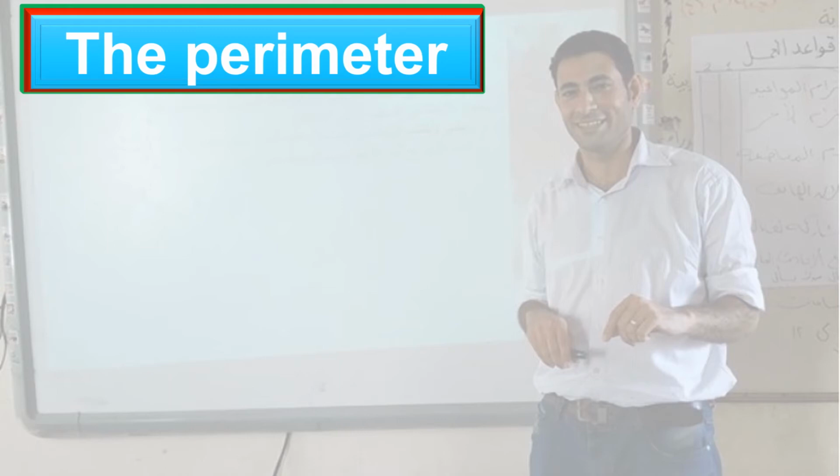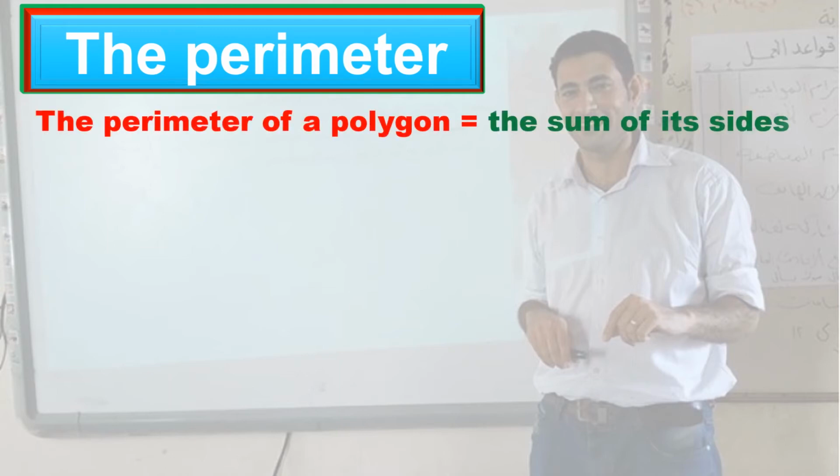نبدأ نتعامل مع البريمتر. First we must know the definition of perimeter. يبقى هنتعلم ايه معنى او مفهوم perimeter. The perimeter of a polygon equals the sum of its sides. يعني البريمتر بتاع الشكل هو مجموع السايدز بتاعه او مجموع الاضلاع بتاعته.